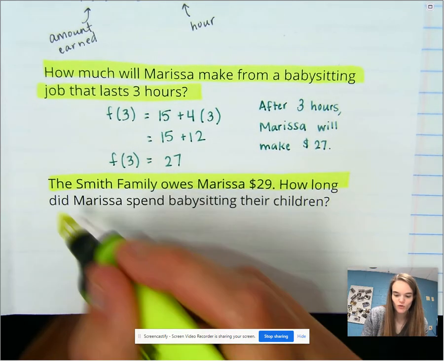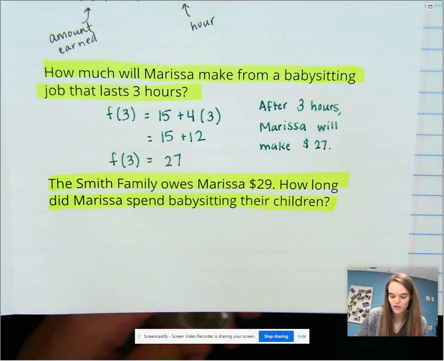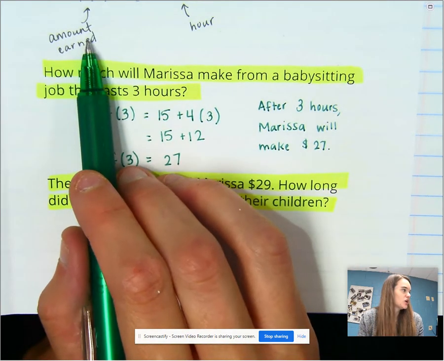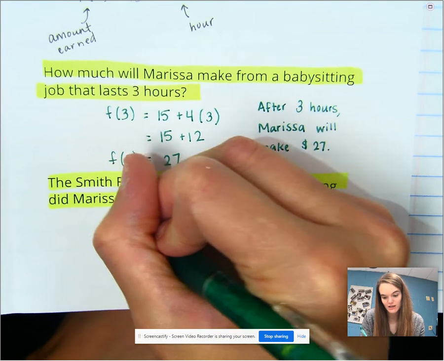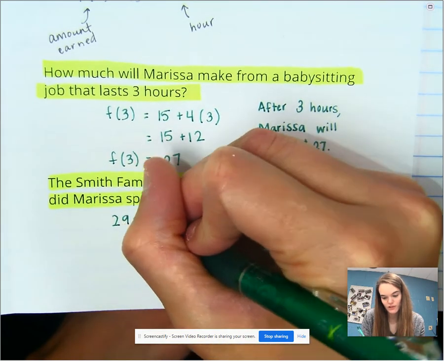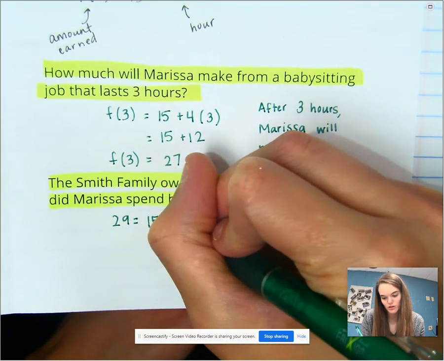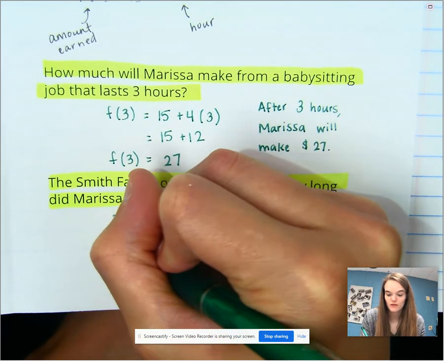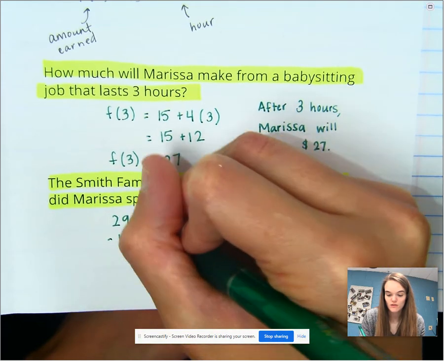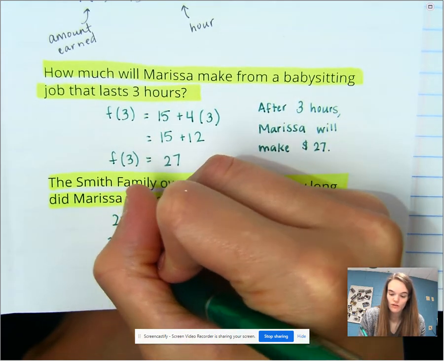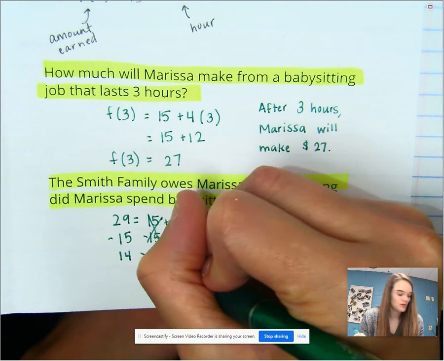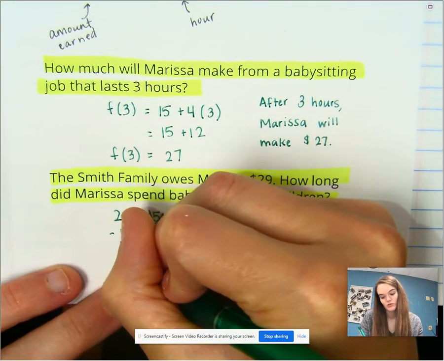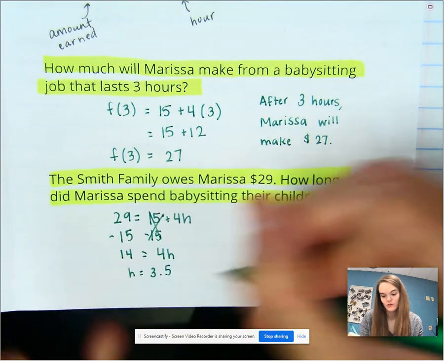The Smith family owes Marissa $29. How long did Marissa spend babysitting their children? This is the amount she earned. So 29 equals 15 plus 4h. Subtract 15. 14 equals 4h, and we're going to divide. Now I'm going to get h equals 3.5.